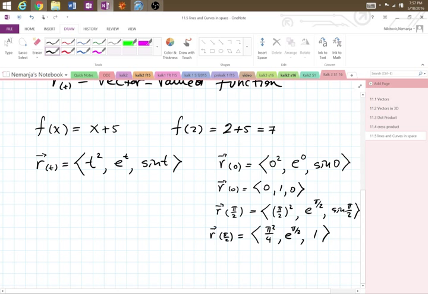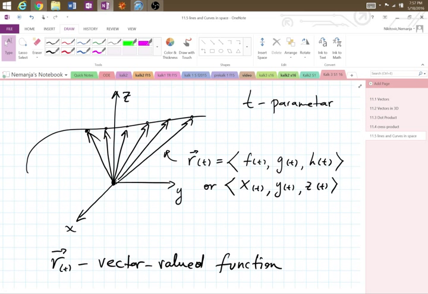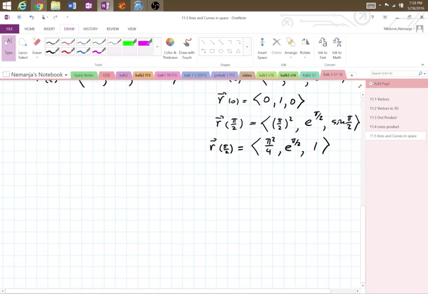Now, also what I want to mention is that, and I already said that t is the parameter. I'm just going to do this, and it's in red, so it's extremely important. These guys are parameterization. This is parameterization of the curve. It could be a line as well, whatever. So parameterization.